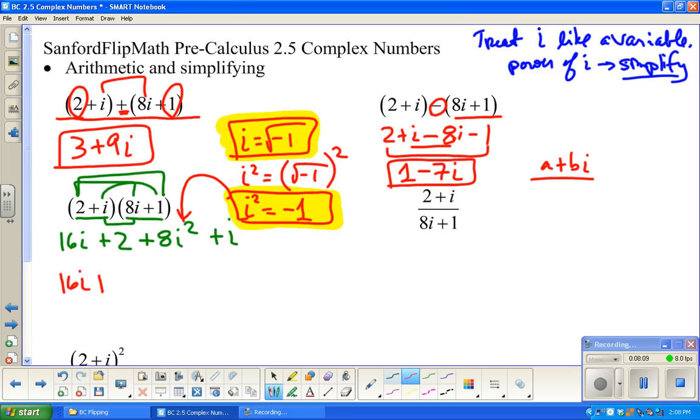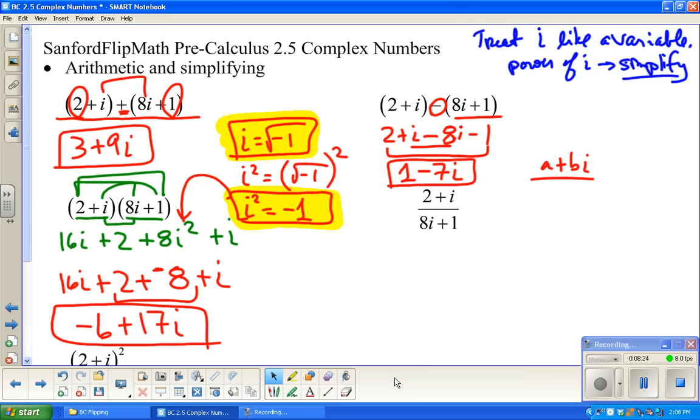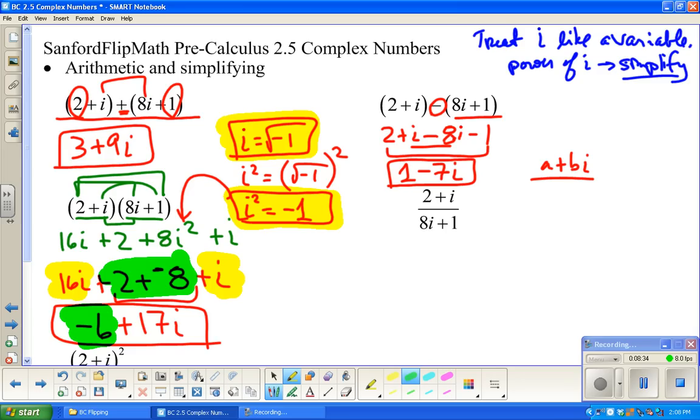So this is really 16i plus 2 plus a negative 8 plus i, or you can treat it as a minus 8 if you'd like. I'm supposed to do the real part first, and then the imaginary part. Okay, so all I'm doing is focusing in on the imaginary parts separate from the real parts. Okay, that's all I'm doing.